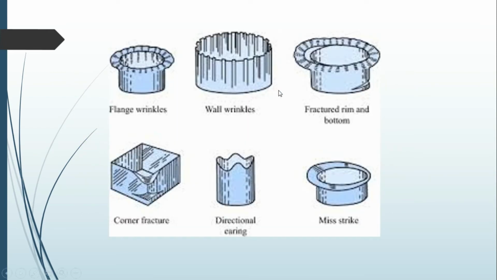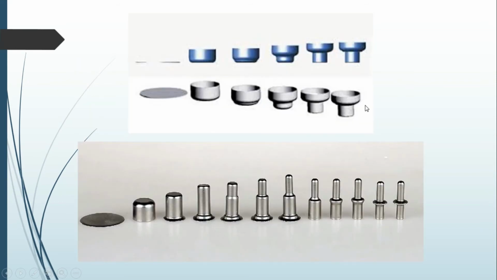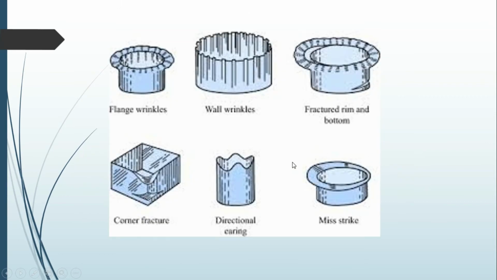And these are some defects which occur while dealing with thin sheets, particularly in the deep drawing process. Flange wrinkling is nothing but the top side, you can see it is not in the correct shape. Wall wrinkling is nothing but here you can see the dimension is not as good as the final product. There is some waviness over here. Then fractured rim and bottoms, you can see this is the fractured part. It is not attached like this, it was somewhat different, due to improper design of the punch, die, etc., and the material selection also.